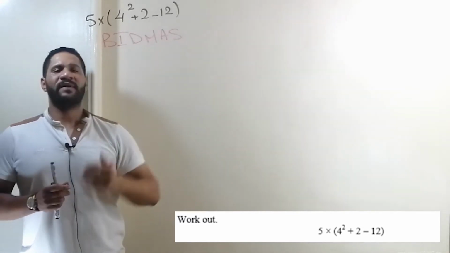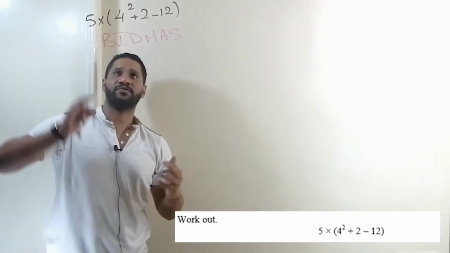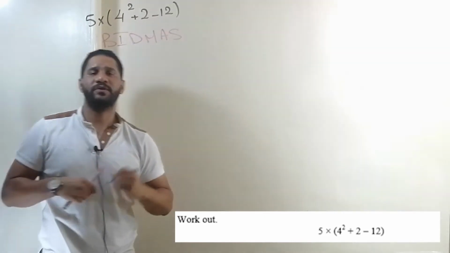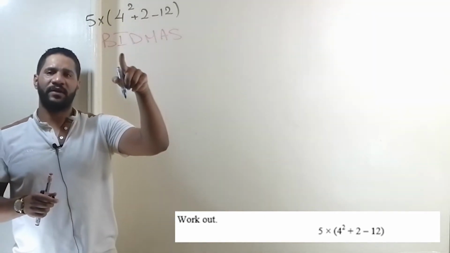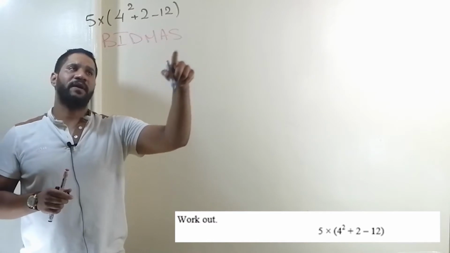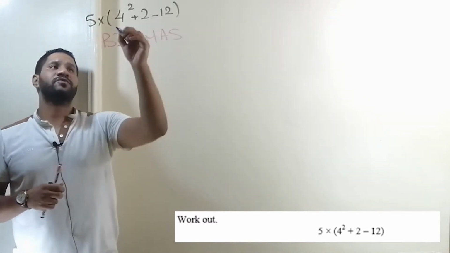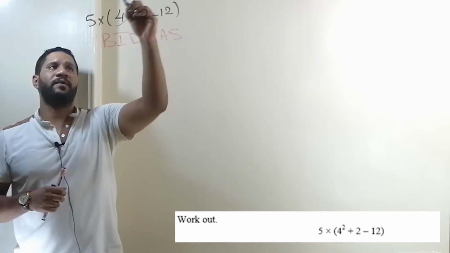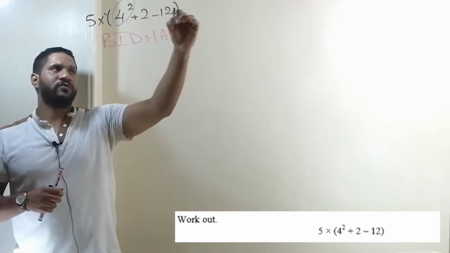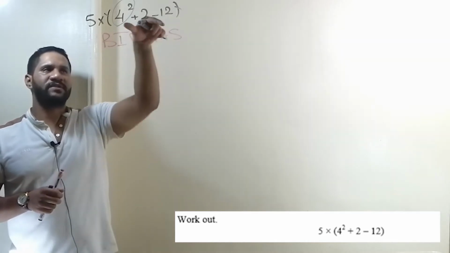What's BODMAS? BODMAS helps us to simplify any mathematical operation. We always start by brackets, then indices, divide, multiply, addition, subtraction. If we look at this figure, of course, first of all, I'll start by dealing with the bracket, then we deal with what's inside the bracket, starting with the power.